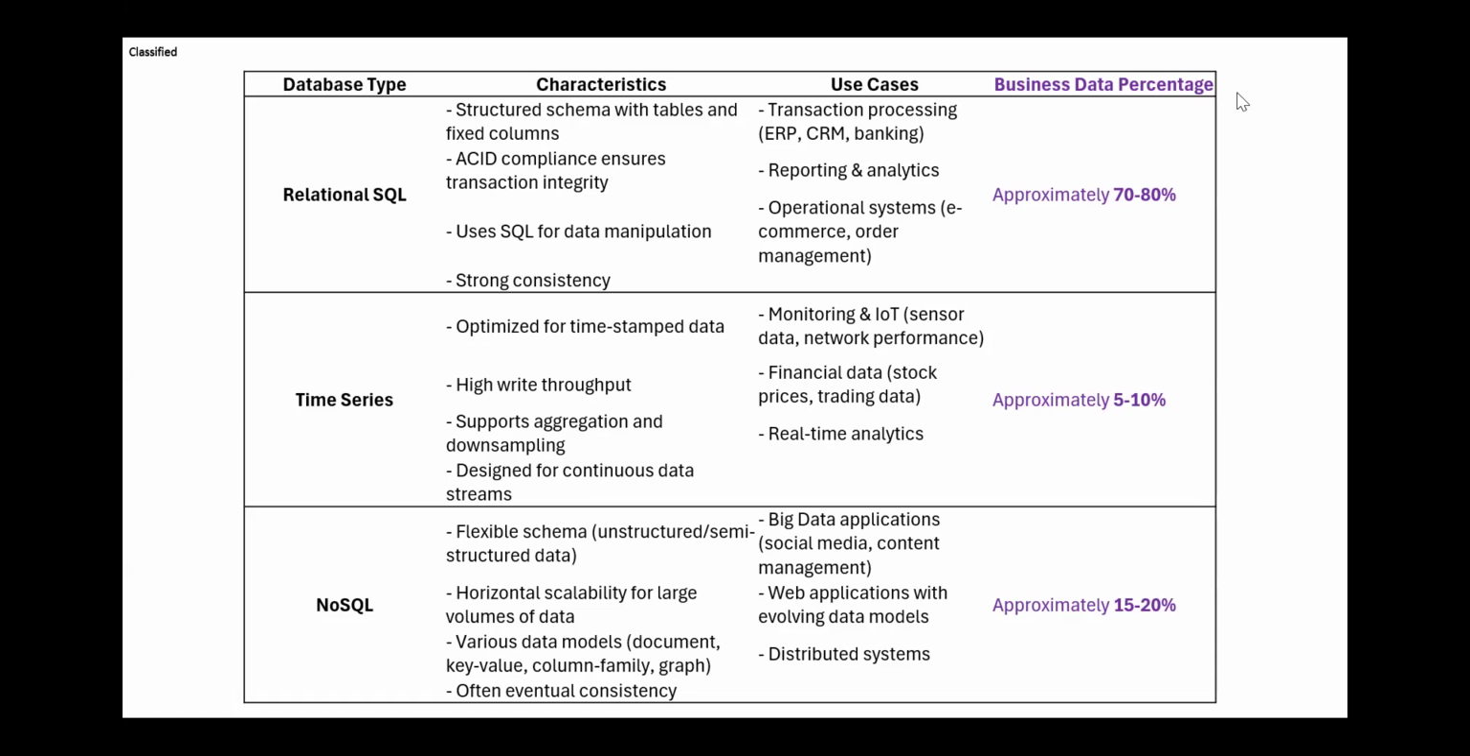Then, of course, you have time series data, which is optimized for time-stamped information. As I mentioned to you, a lot of the monitoring, IoT, sensor data, network performance data, stock market data come from this type of time series data. And this is approximately 5 to 10% of all the data that we have. And when you look at the NoSQL data, with its flexible schema, unstructured, semi-structured data, which a lot of social media, content management, and web applications use, it is approximately 15 to 20%.